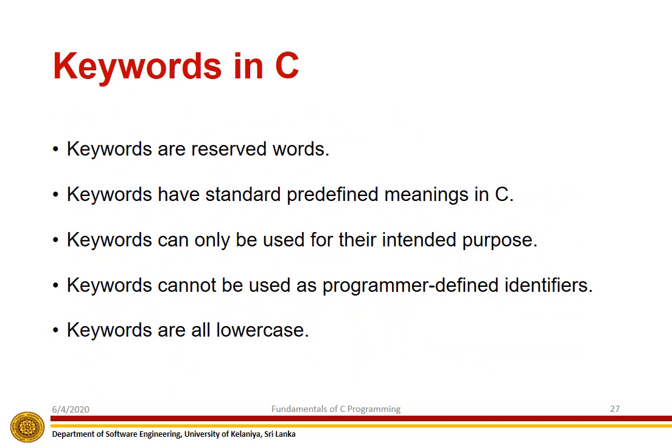Keywords in C. Keywords are the reserved words in a language. In C also there are lots of keywords. They have standard predefined meanings. The keywords can only be used for their intended purpose. For example, int is the keyword to represent integers, so it can only be used for integer representation. And keywords cannot be used as programmer-defined identifiers because they are predefined for various purposes. And all keywords are in lowercase.